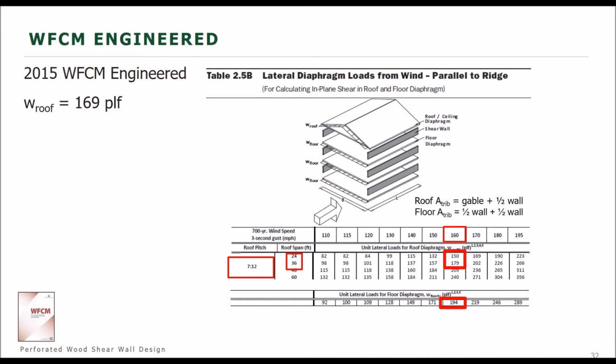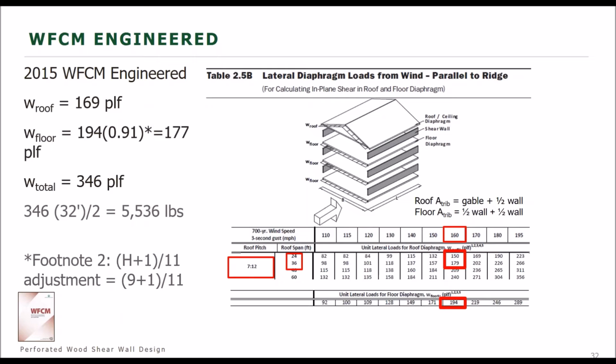The floor is a little more straightforward. We don't have to interpolate. However, there are adjustment factors that are noted in the footnotes, and you can see that we've applied one here. So let me jump ahead. If you look at footnote 2, you'll see again that these tabulated values throughout the wood frame construction manual all assume a 10-foot wall height. So since our wall height is only 9 feet, we can apply this adjustment factor, and we get an adjustment of 0.91. So that actually reduces our wind load on the floor to 177 PLF.